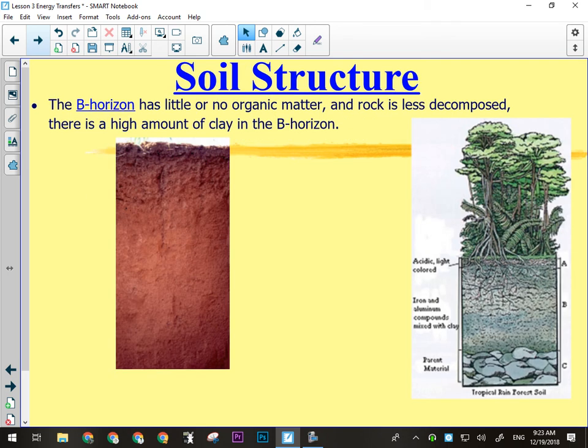Okay, B horizon has little or no organic matter because, well, there's not a lot of stuff down there. The roots very rarely get that far down. There's not a lot of bacteria and things in that layer, so it's mostly clay.